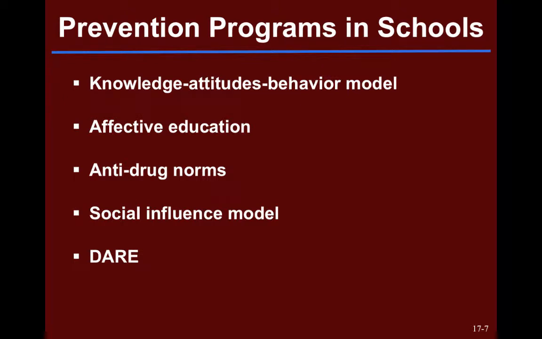Okay, so for the next of our mini lectures for prevention, we're going to be talking about prevention programs in schools. We'll move through 5 different categories: the knowledge, attitudes, and behavior model, effective education, anti-drug norms, the social influence model, and then finally we're going to spend some time talking about DARE, that very popular program that many of us know about. So an important thing to think about as we move through these prevention programs is this idea that they're all focused on schools.